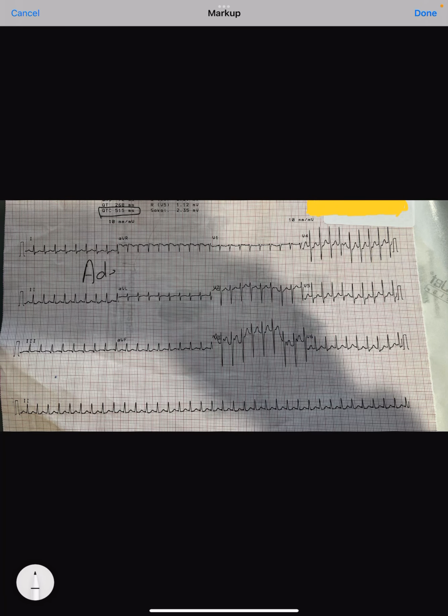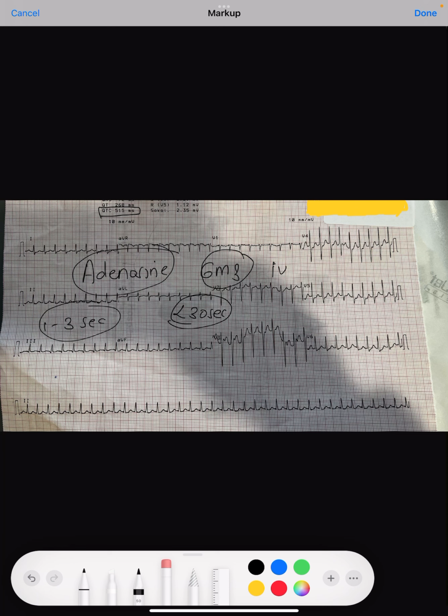For adenosine, there are a few things that we must know. The dosage is 6 milligrams IV. The very interesting thing is that the action of adenosine is very short, less than 30 seconds. The half-life is only around 1 to 3 seconds. So within one cycle, the adenosine completely disappears from the circulation.